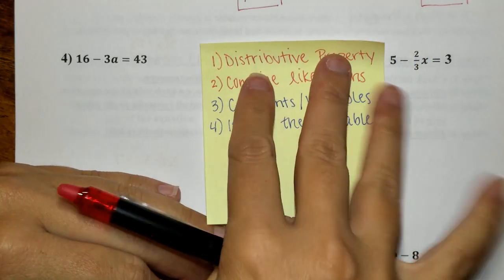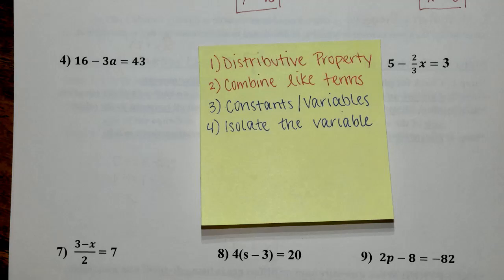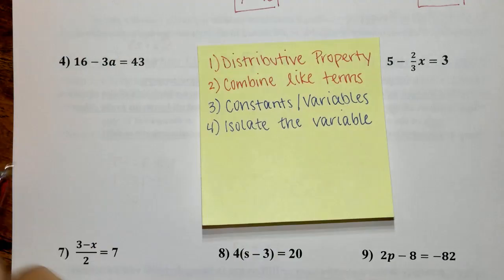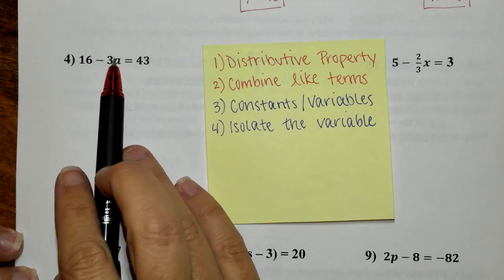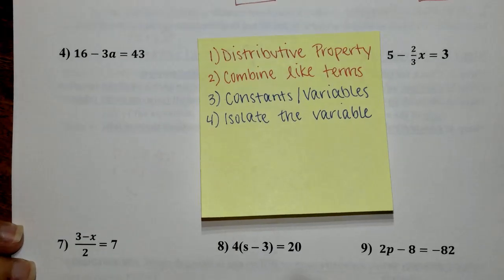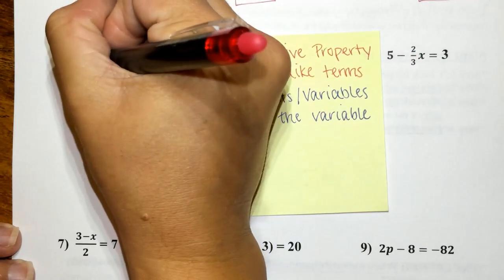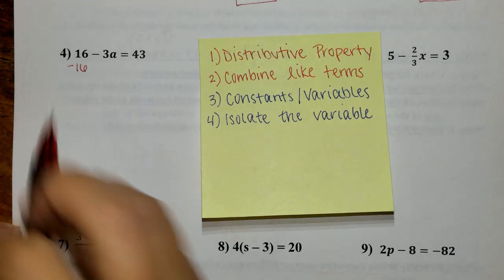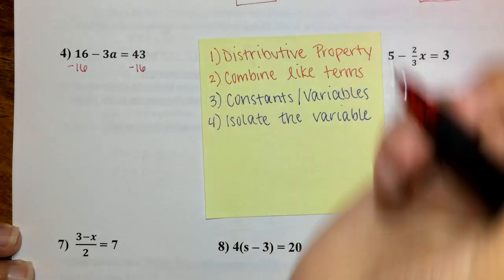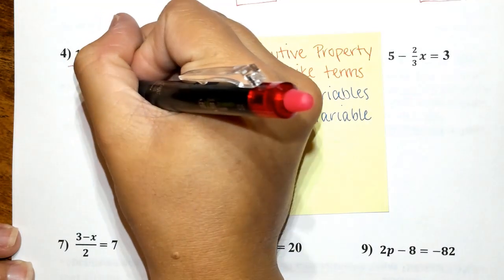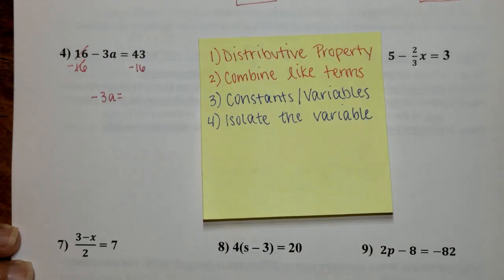Okay, moving on to number 4. Alright, step 1, no parentheses. Step 2, there are not like terms on either side because we cannot combine an a with a constant. So step 3, constants and variables. Our variable is already on the left side, so we need to move this 16 to the right side. The way that we move it, if it's a positive 16, I just have to take it away. The opposite of a positive 16 is a negative 16. That's another way to look at it. If I subtract 16 on the left, I subtract 16 on the right. 16 minus 16 cancels out. I'm left with negative 3a equals 27.